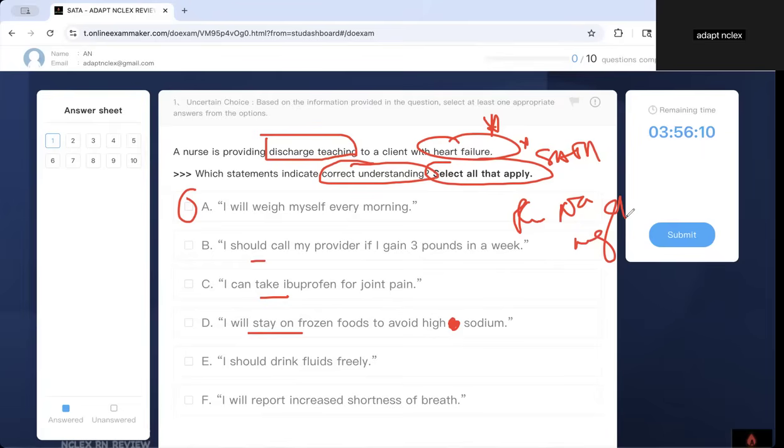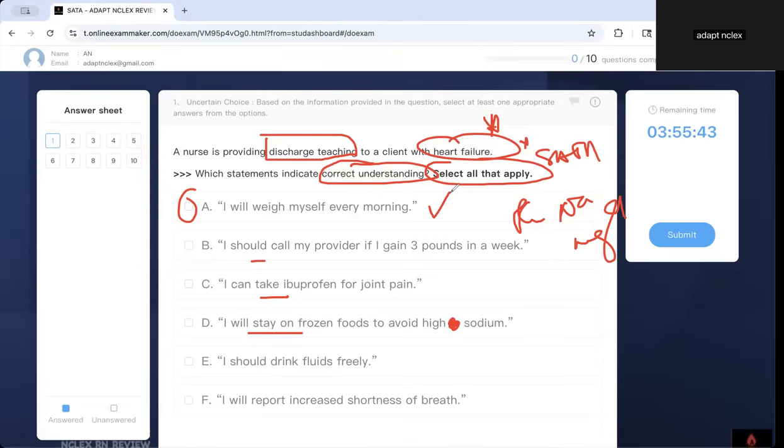Then you bring your bag of content and analyze the answer choices. That's all. I will weigh myself every morning so that I can know that I've gained weight. Boom, you got it. That's a common sense answer choice you pick. I should call my provider if I gain 3 pounds in a week. That's also a common sense question, but you said, I know my content.